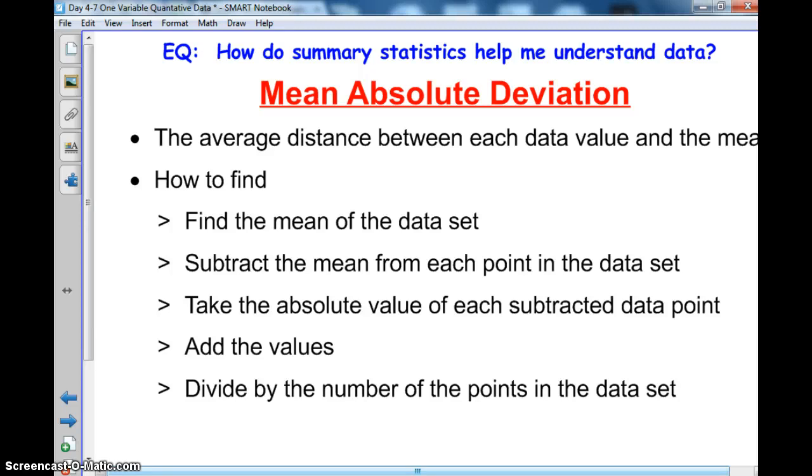All right, last let's take the mean absolute deviation. Don't be overwhelmed by how complicated the directions look. We're going to take you through it step by step. So basically, the mean absolute deviation is the average distance that each data point is away from the mean. So if you think about it, it's kind of like the mean of the means. We're going to look at that.